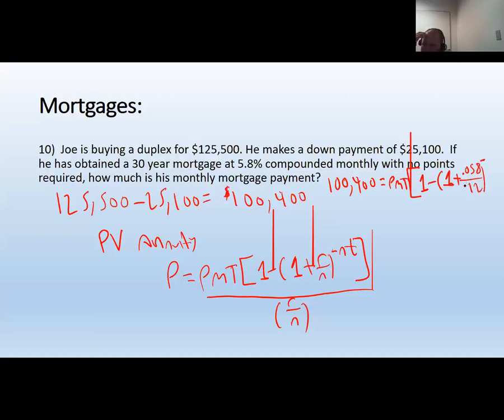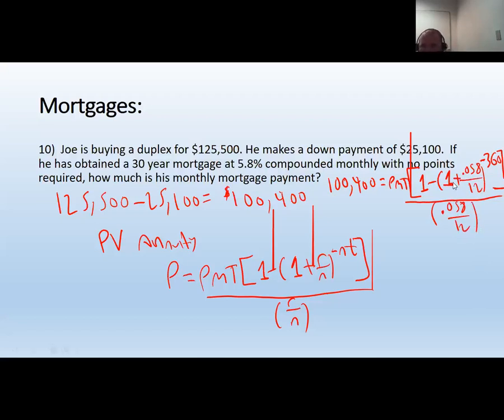Now, most mortgages are either 15 years or 30 years. So if it's 30 years, 12 times a year, your N times T is going to be 30 times 12, so it's going to be negative 360 as your exponent. This is bracketed and then all over R, which is 0.058 over N, which is 12.